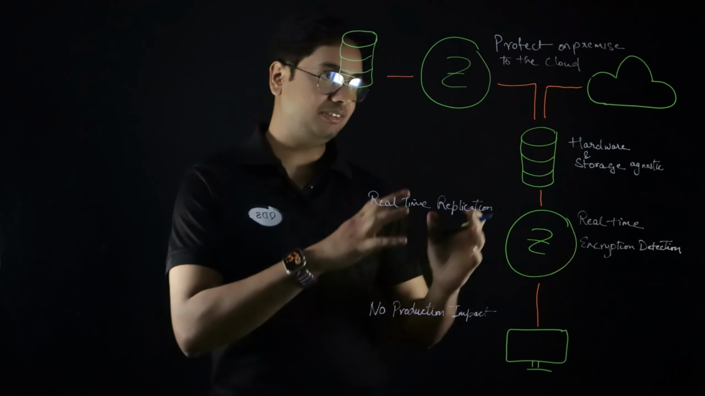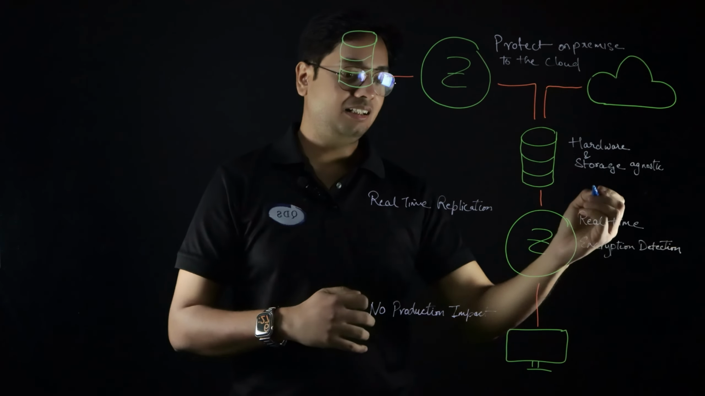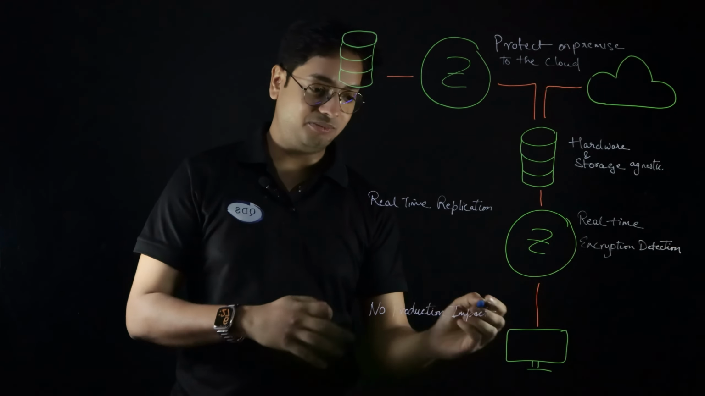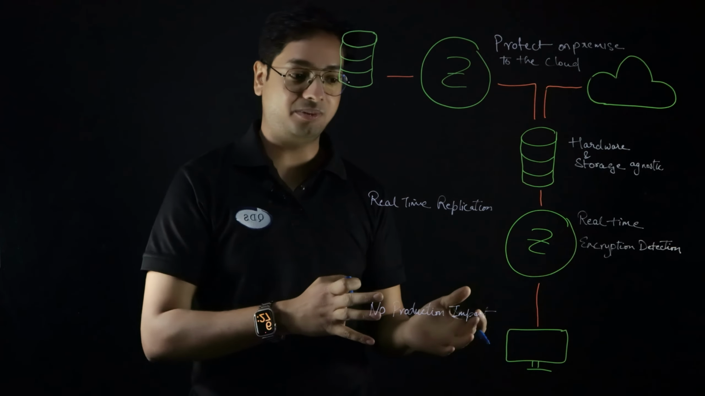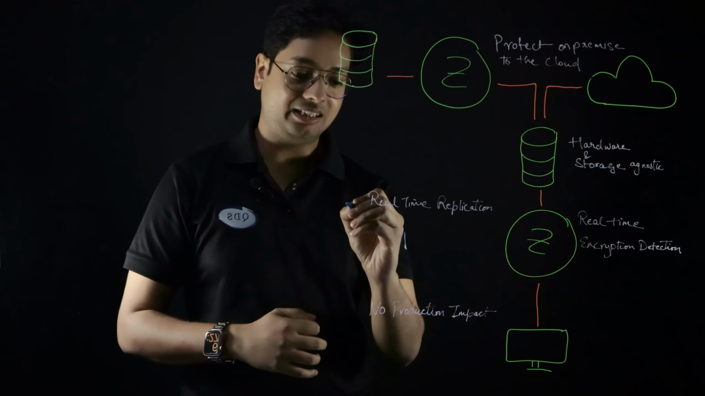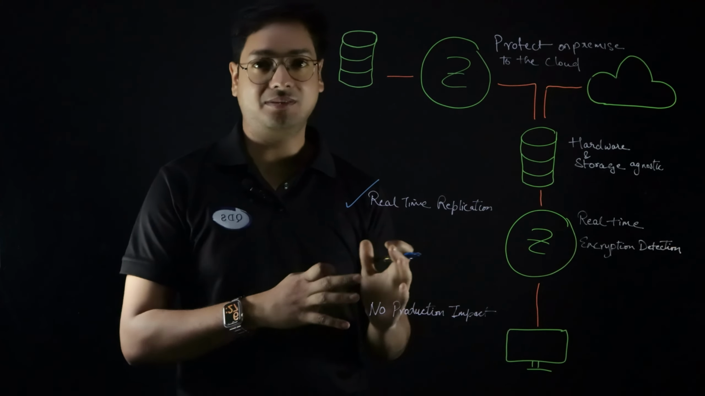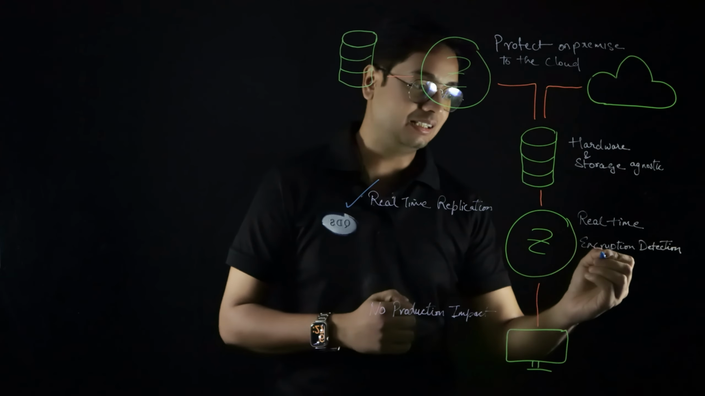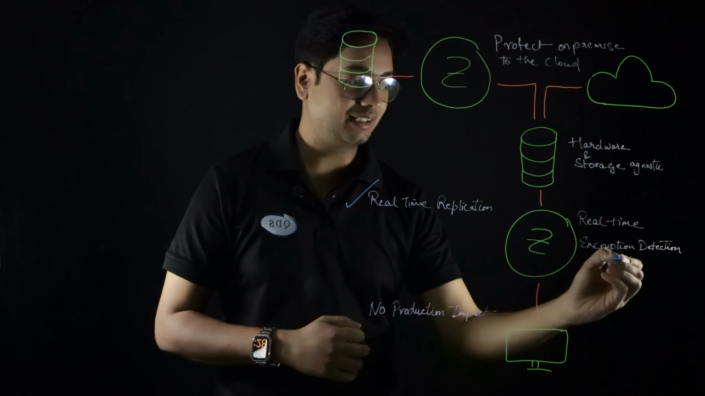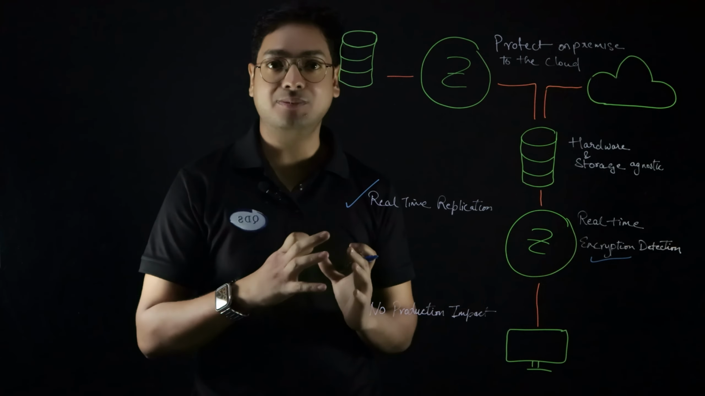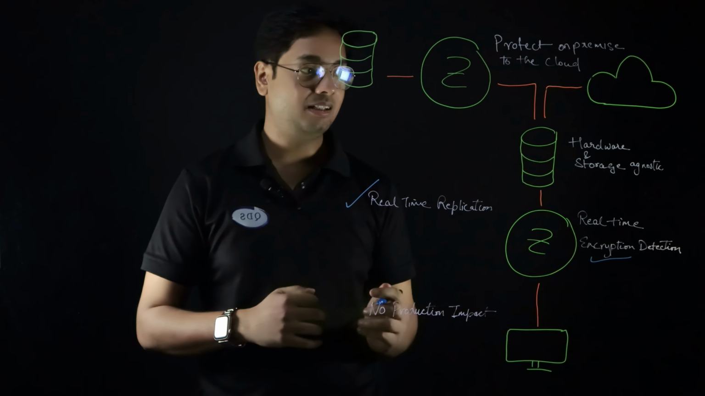If you see the diagram, I have made something to help understand the features, one of the features from Zerto from the CDP point of view. As I said, it is continuous real time replication. Then within the replication, they are continuously doing encryption detection and giving an alert if something happens on the system.